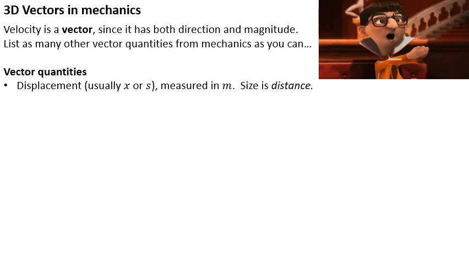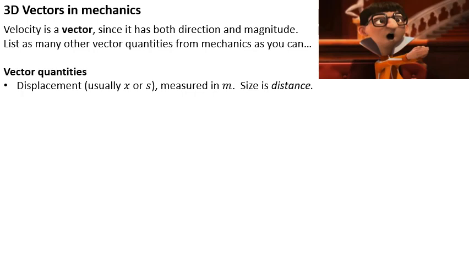Alright, so let's go. Vector quantities include displacement, which is usually measured in meters. We might represent it with the letter x or s. In the suvat equations we use s. A lot of the rest of the time we use x. If you calculate the size of the displacement, that would just be a distance.